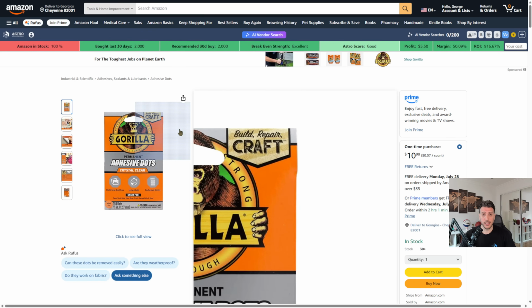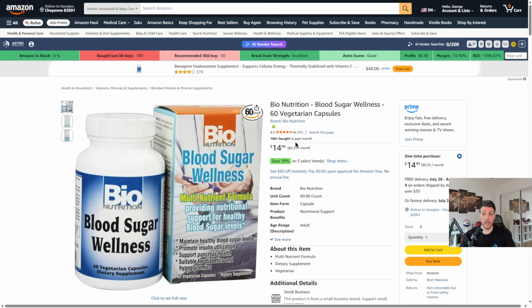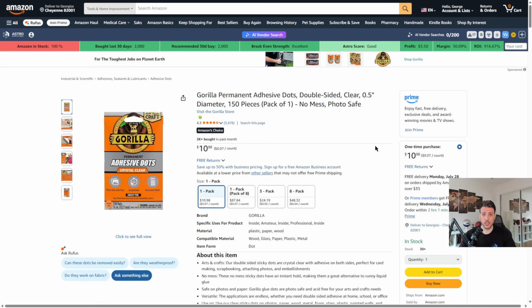Let's go back to the first ASIN. We see it says 2,000. The second ASIN says 200 here, 200 plus. This one says 100 plus. All right, let's scroll back over to our first ASIN. So 2,000 plus sales per month.